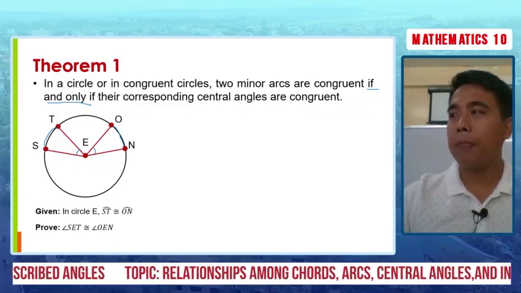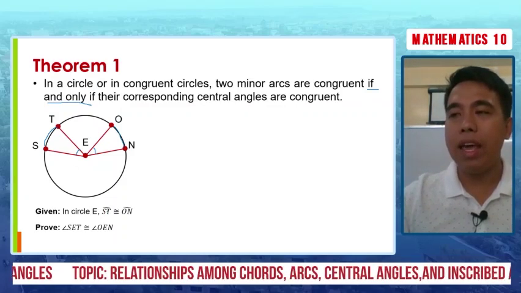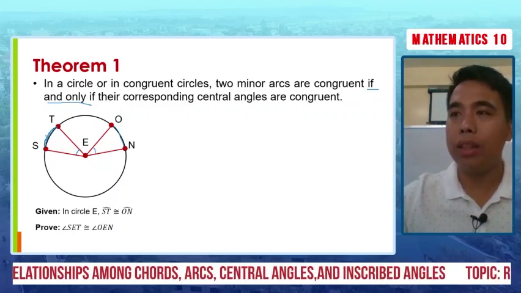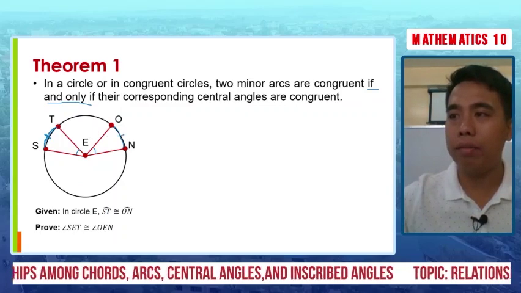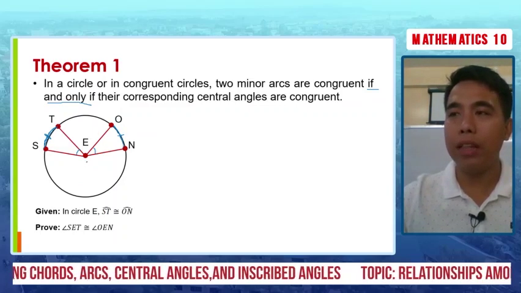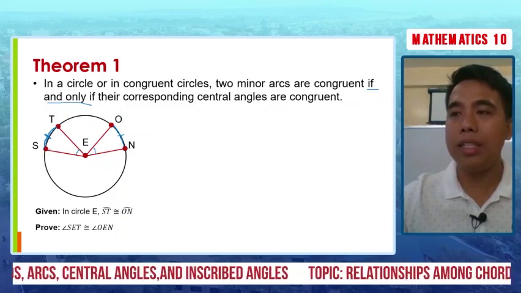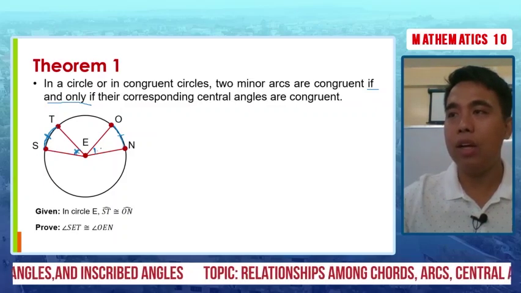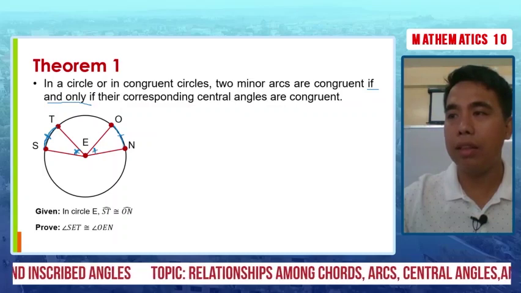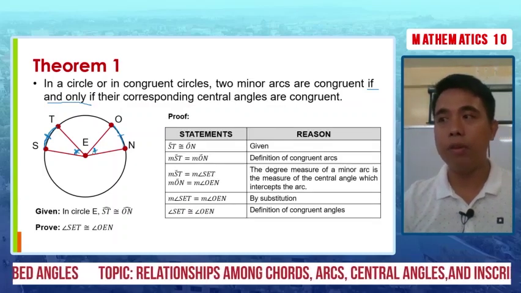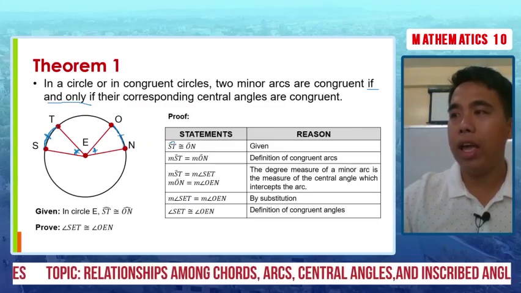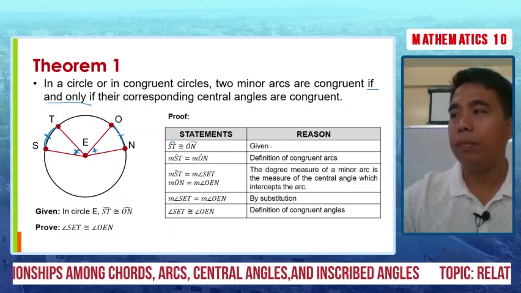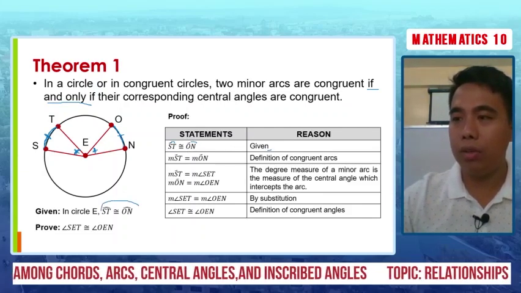So first, in circle E, arc ST, this arc here, is congruent to arc ON. So that is congruent. What we will prove is that angle SET, this angle, is congruent to angle OEN, that angle. So this is the proof. We have here arc ST is congruent to arc ON, that is given. Where did we get that? Here.